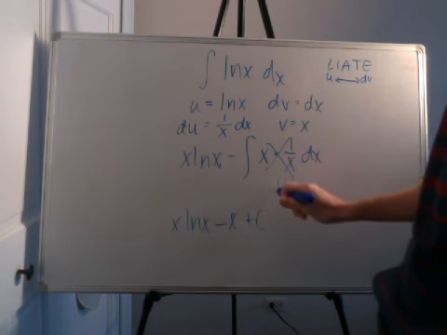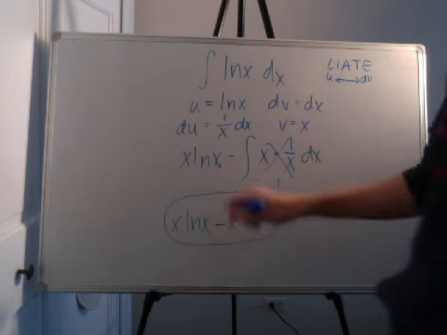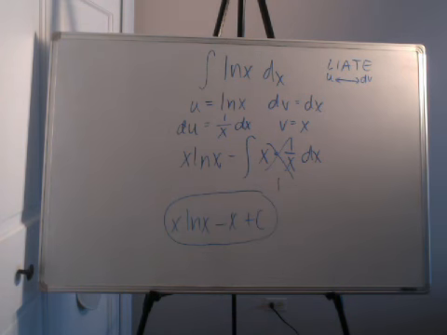You're definitely going to want to memorize this because you'll probably be using this a lot, and you don't want to have to do this every time. But yes, you use integration by parts to find out that the antiderivative of natural log of x is x ln x minus x plus c.